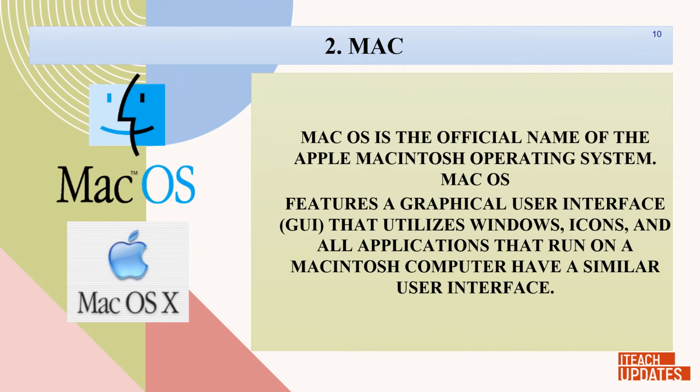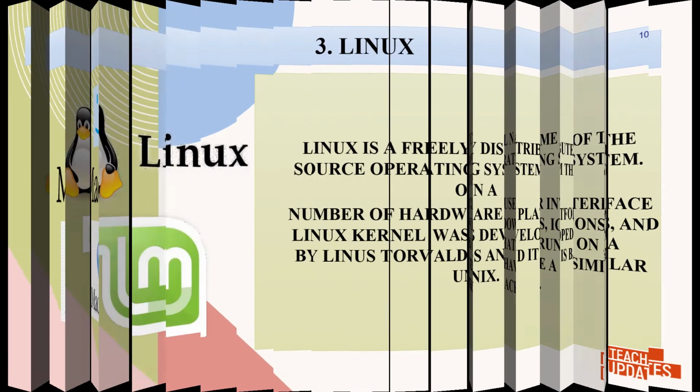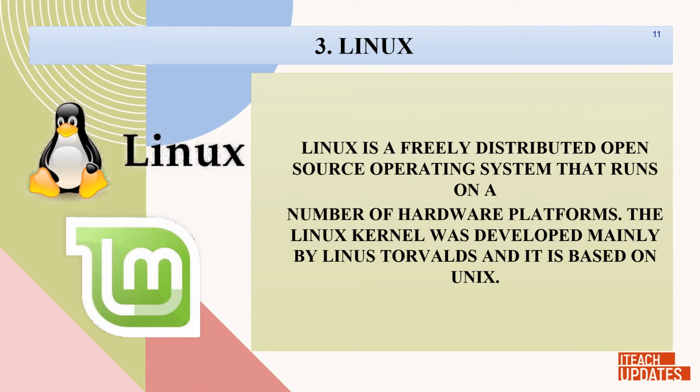Second, Mac. Mac OS is the official name of the Apple Macintosh operating system. It features a graphical user interface, or GUI, that utilizes windows and icons, and all applications that run on a Macintosh computer have a similar user interface. Third, Linux. Linux is a freely distributed open source operating system that runs on a number of hardware platforms. The Linux kernel was developed mainly by Linus Torvalds and it is based on Unix.